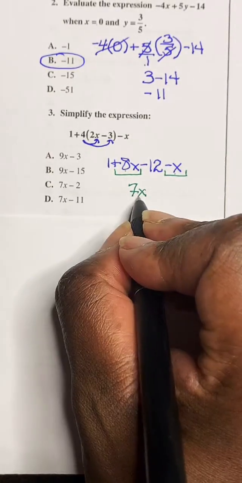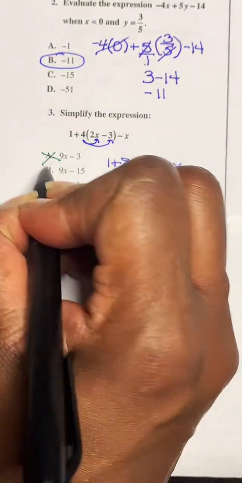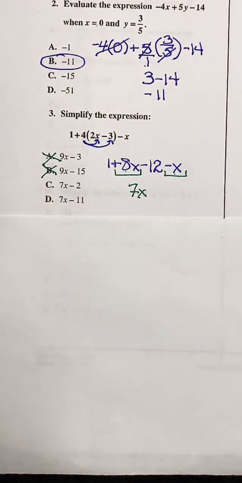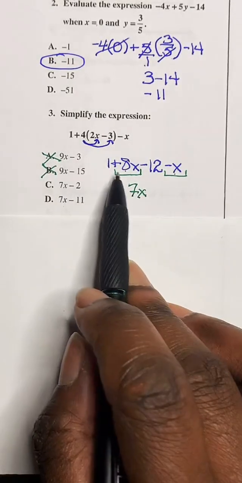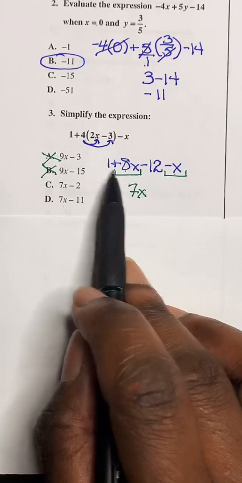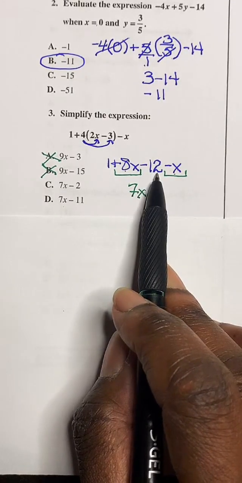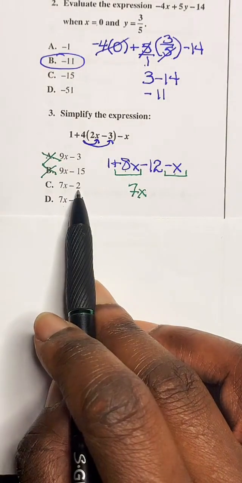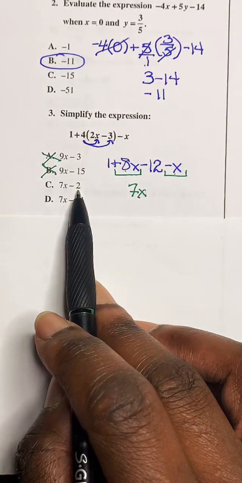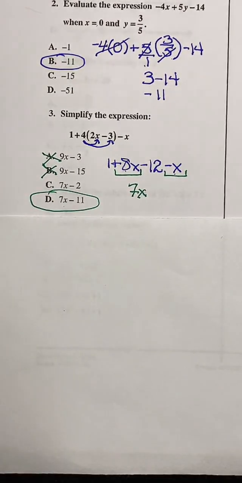So when I see this, I'm going to go to my answer choices, and right away, A and B are out because I got a 7x. So now I'm going to take a look. I have a 1 minus 12. Right away, mental math. Is there any way that 1 minus 12 can give me a 2? Nope. So your answer is going to be D.